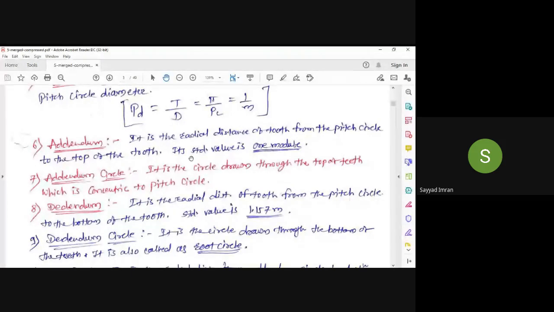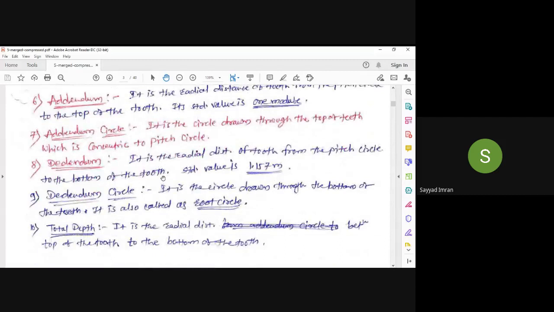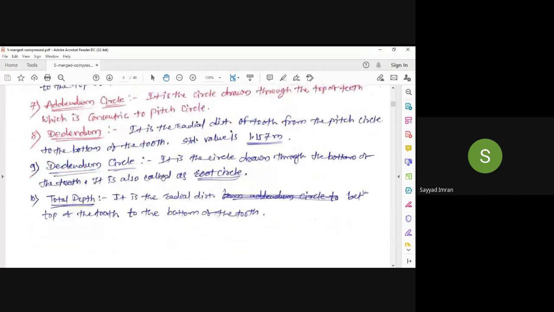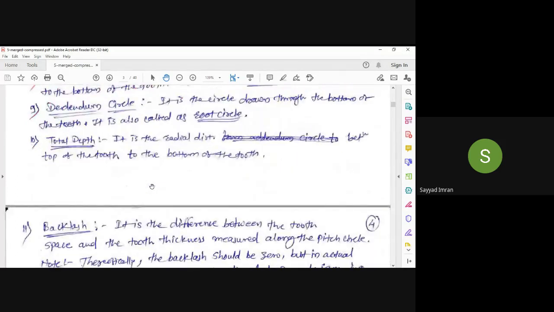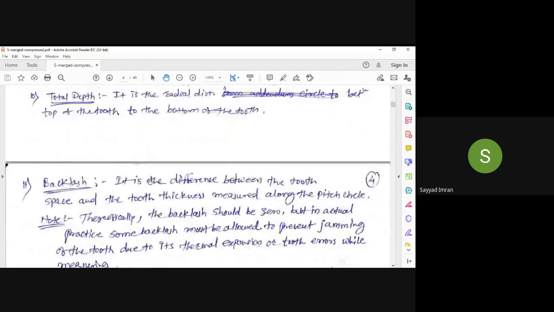Next one is dedendum. Addendum you know. Now dedendum is the radial distance of the tooth from the pitch circle to the bottom of the tooth. Dedendum standard value is 1.157 module. The next is dedendum circle. It is a circle drawn through the bottom of the teeth, and it is also called the root circle. Now total depth is the radial distance between top of the tooth to the bottom of the tooth.